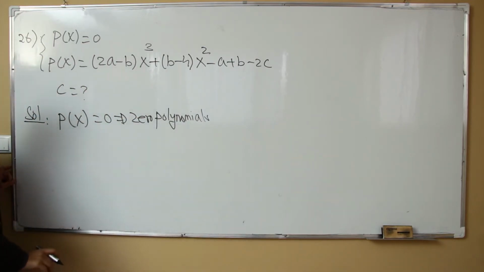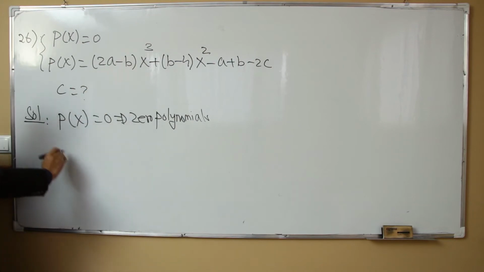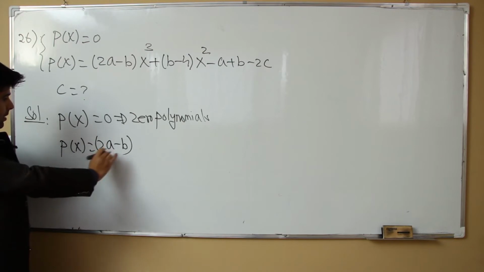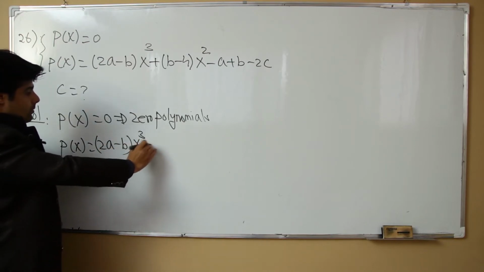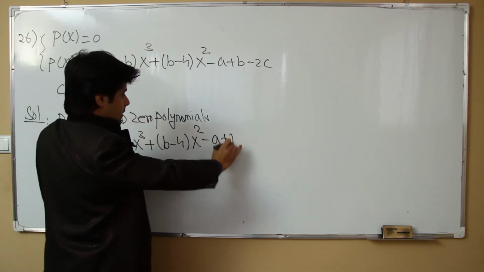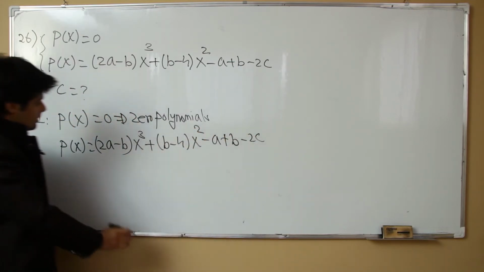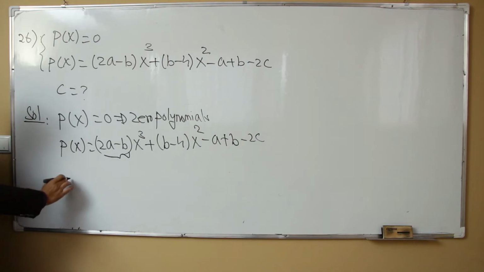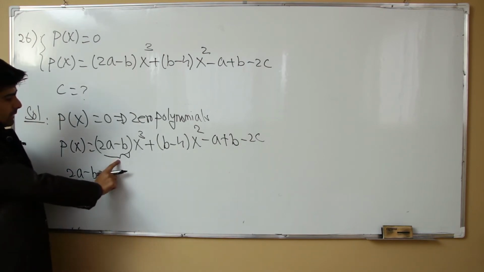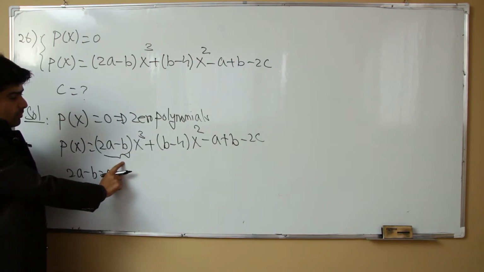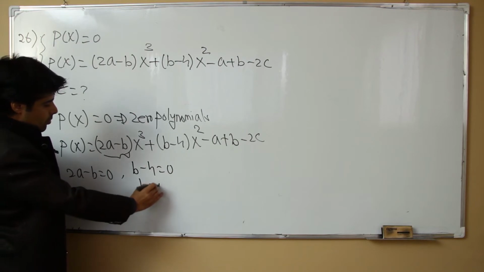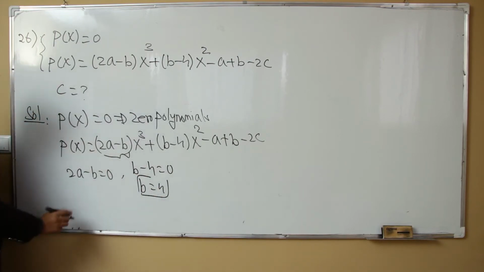What do I mean? First I have to write px: 2a minus b times x cubed plus b minus 4 times x squared minus a plus b minus 2c. This term must be 0. 2a minus b should be 0. Why? Because 0 times this x cubed is 0. This b minus 4 must be 0. b is 4.